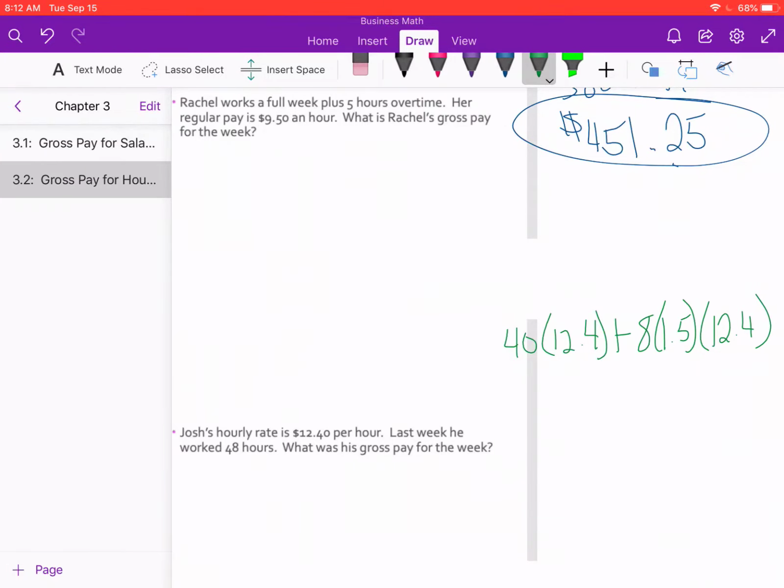So 40 times 12.4 gives us 496. Plus overtime pay is 8 times 1.5 times 12.4, and we get 148.8. Add them together, and Josh's gross pay for the week was $644.80.